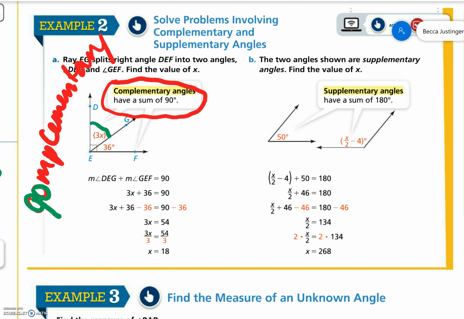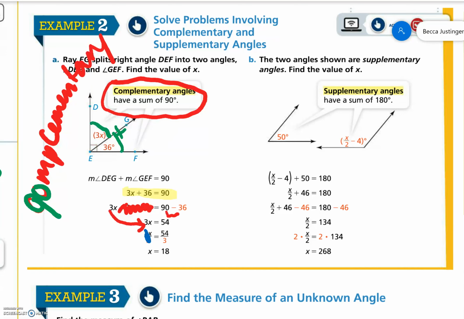So this 3x plus 36 equals 90. That's where they get this equation from. Solve for x. Subtract 36 on both sides. The 36 cancels out on the left. Bring down the 3x. 90 minus 36 gives us 54. Divide both sides by 3. It cancels out on the left. Bring down the x. 54 divided by 3 equals 18.